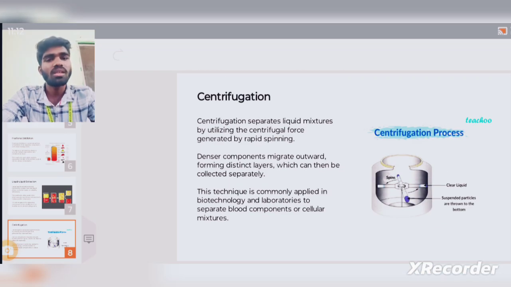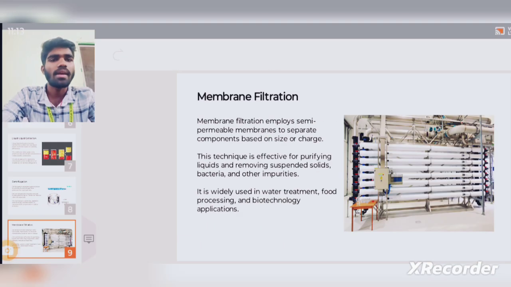And the next process, centrifugation, separates liquid mixtures by utilizing the centrifugal force generated by rapid spinning. Denser components migrate outwards from distinct layers, which can then be collected separately. This technique is commonly applied in biotechnology and laboratories to separate blood components and cellular mixtures. The centrifugation process is shown in the diagram.